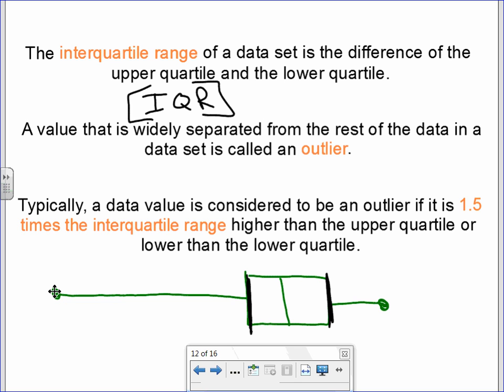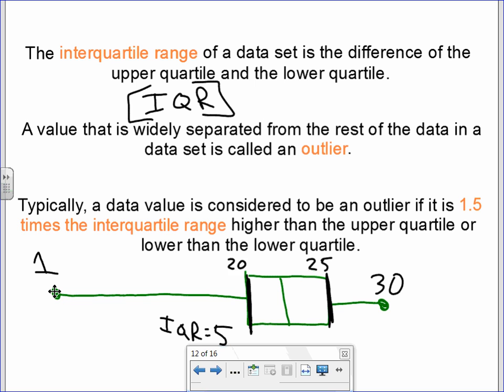So I'm just going to make pretend data here. Let's pretend this is the number 1. This is the number 20. This is the number 25. And this is the number 30. So 1 does seem like he's way back down there, right? But here's how you can figure out mathematically if 1 is an outlier. So you'll find the interquartile range. How far is 25 from 20? 5 units, right? That makes my interquartile range, my IQR, equal to 5.